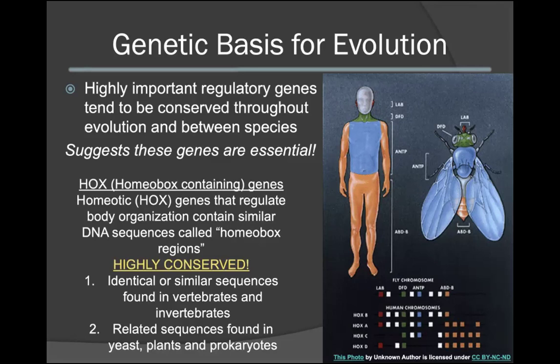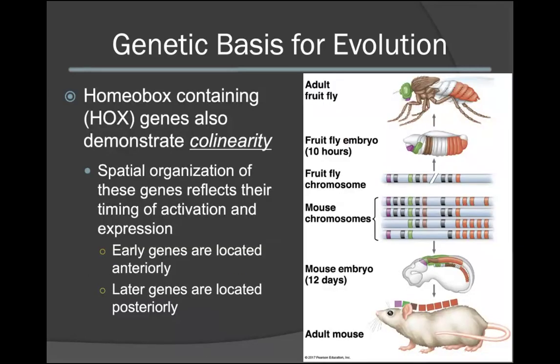We can take a look at the diagram to the right to see the presence of Hox genes in both the human as well as the Drosophila. Homeobox genes also demonstrate the concept of collinearity. This occurs when the spatial organization of these genes reflects both their timing of activation as well as their expression. Early genes are commonly located at the anterior part of the organism, whereas later genes are typically located posteriorly.